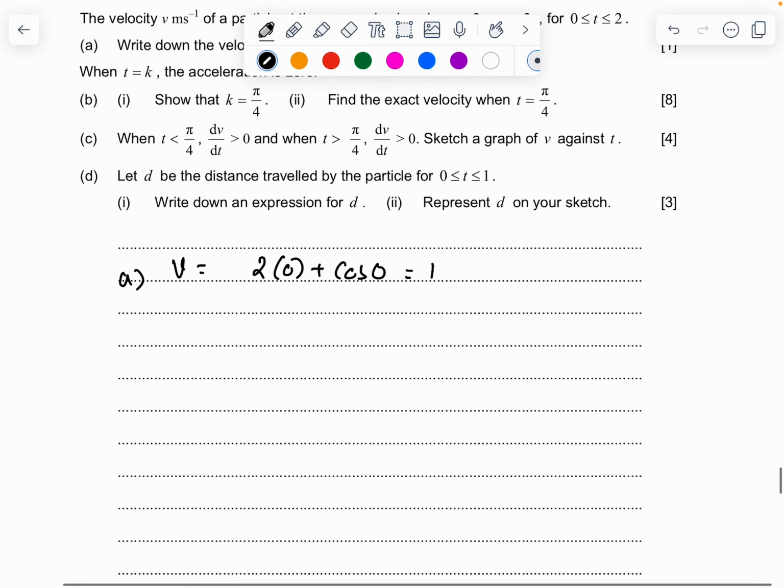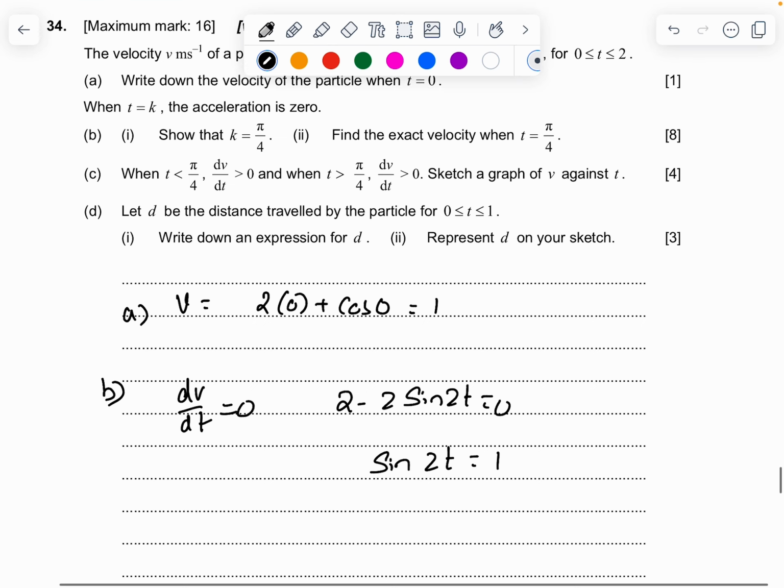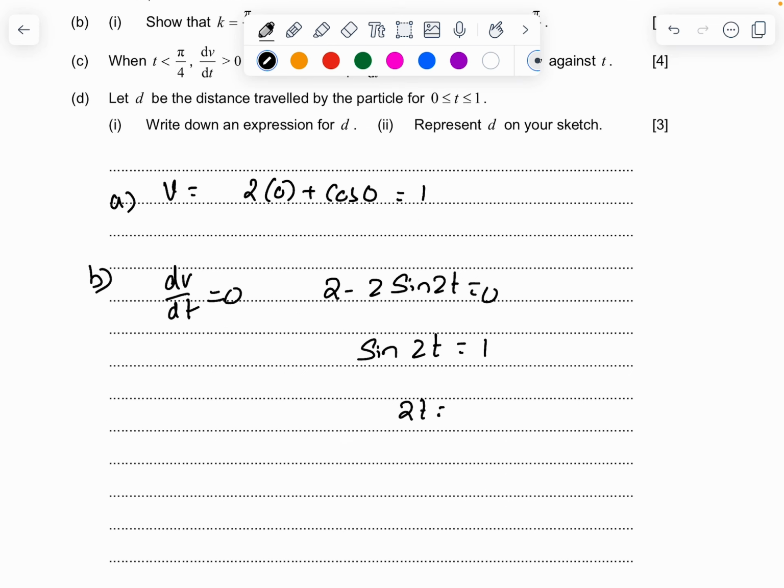When t equals to k, the acceleration is 0. Show that k equals to pi by 4. So dv by dt should be equal to 0. 2 minus 2 sine 2t should be equal to 0. Sine 2t equals to 1. So 2t equals to pi by 2. So t equals to pi by 4.